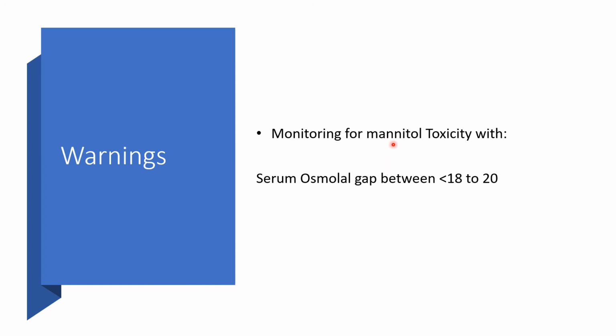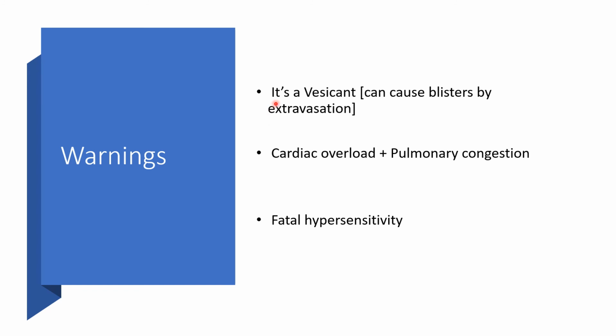Warning: we have to be monitoring for mannitol toxicity. And it is easier to get that done not only with renal function test and fluid in and out, but also with serum osmolar gap. What we're aiming at is less than 18 to 20. In case of extravasation, we should know that mannitol is a vesicant, meaning it can cause blisters. So we have that as background, and that's why when we are going for a strength that is greater than 5%, then we use large veins.